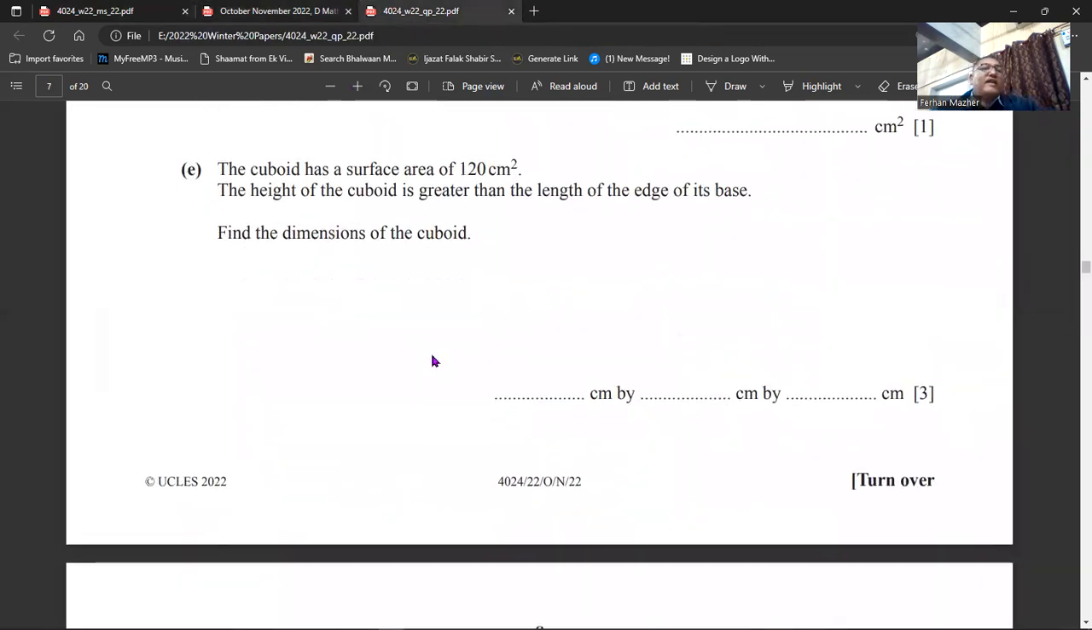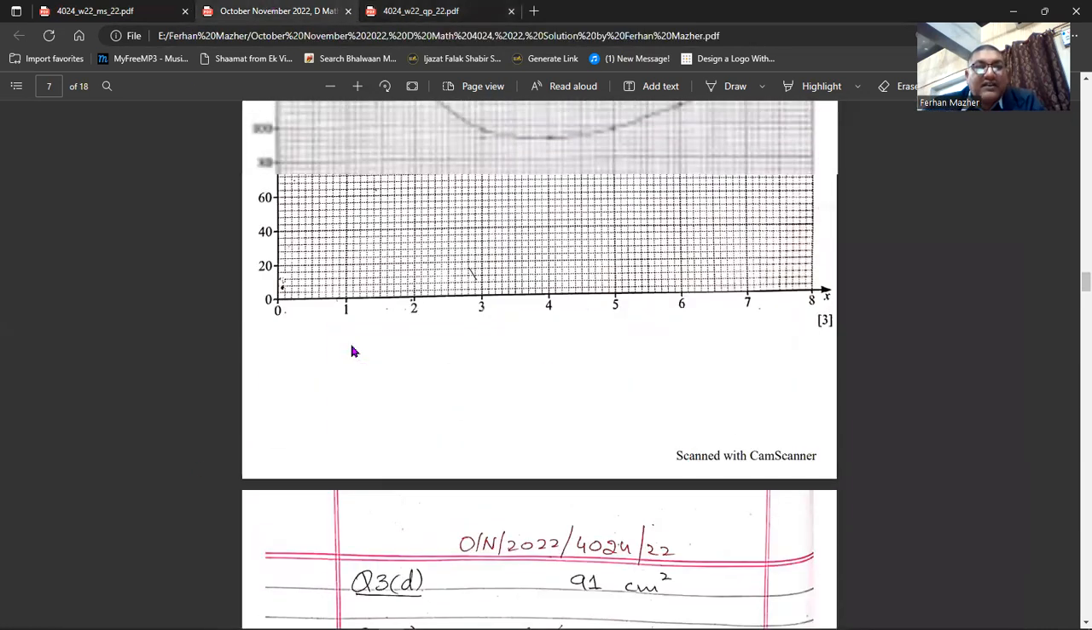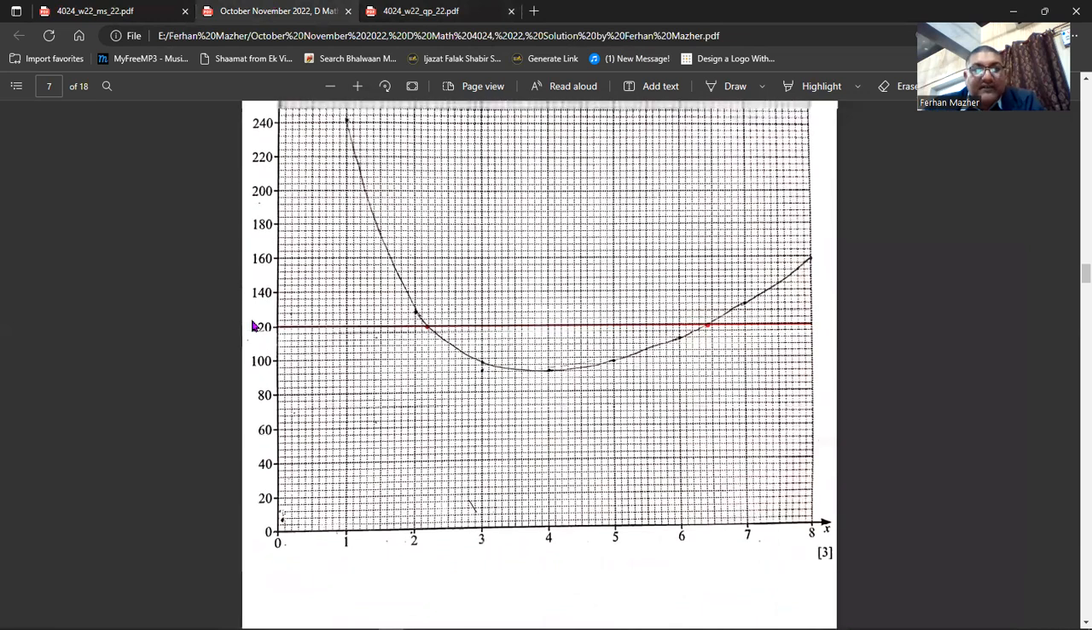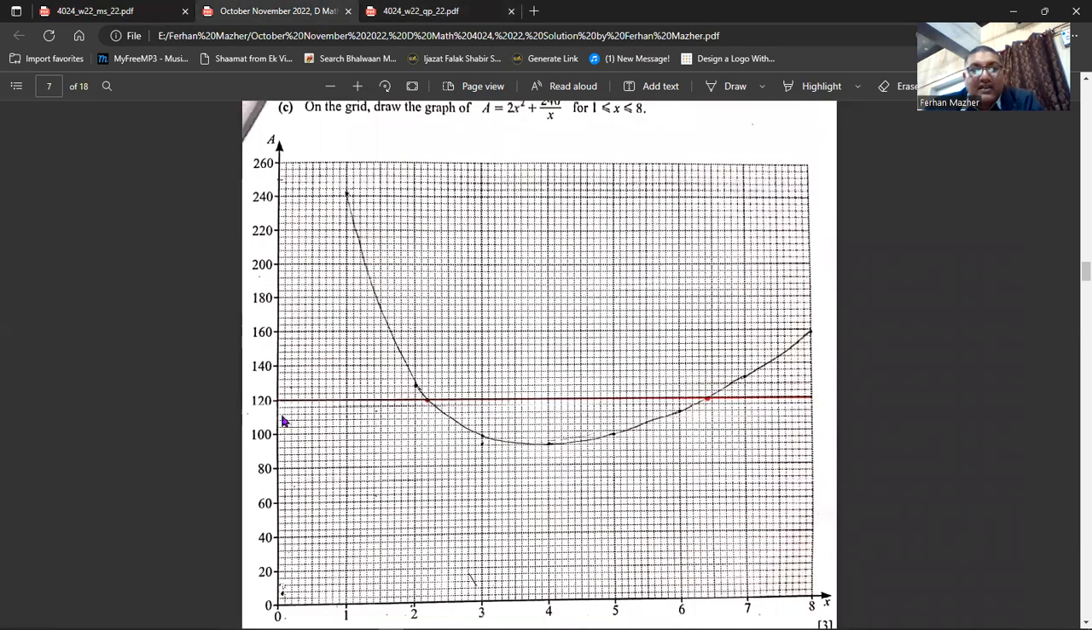Then he says the cuboid has a surface area of 120 centimeter square. And the height of the cuboid is greater than the length of the edge of its base. Find the dimensions of the cuboid. Okay, the surface area is given 120. So this is the 120 surface area. From here, I draw the line and it cuts the graph here and here. So check what is the x value here. That is 2 point something. And this is 6 point something.